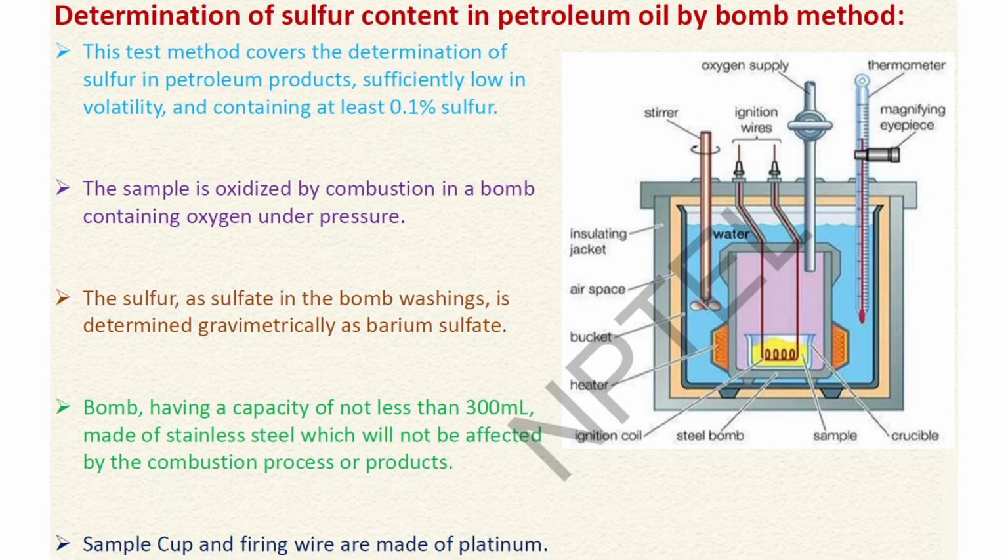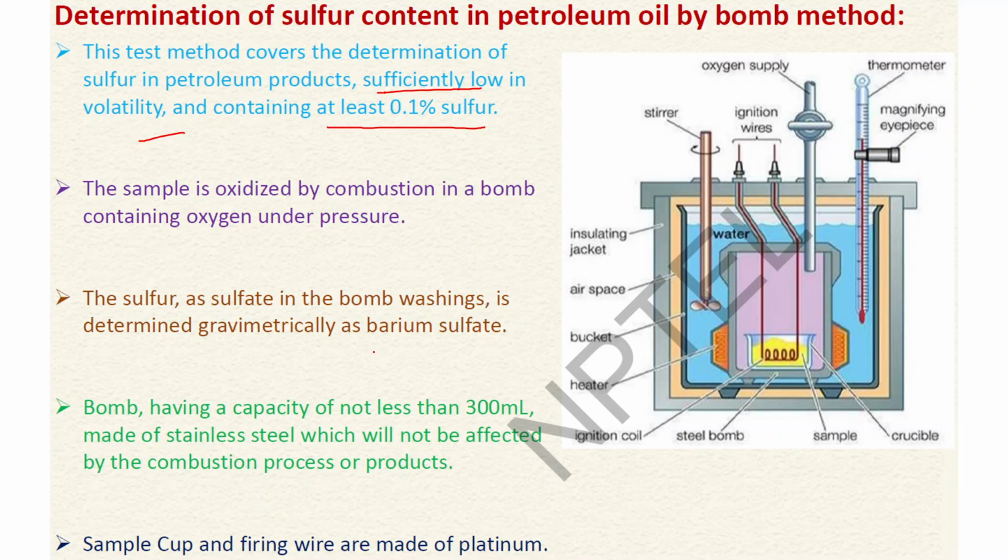The determination of sulfur content in polymer oil and petroleum oil can be done by the bomb method. This test method covers the determination of sulfur in petroleum products sufficiently low in volatility and containing at least 0.1% of sulfur. It can determine the amount of sulfur present in petroleum oils which are low in volatility.